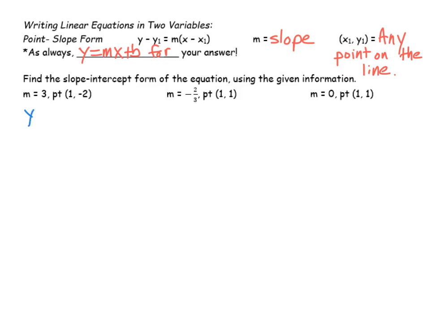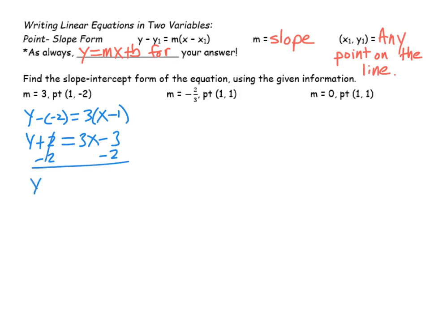y minus the y-coordinate I know, which is -2, equals the slope times x minus the x-coordinate, which is 1. And then really, it's just a little algebra of moving stuff around. Double negative there is y plus 2. Here we get 3x minus 3. Then I'll take away 2 and get 3x minus 5.